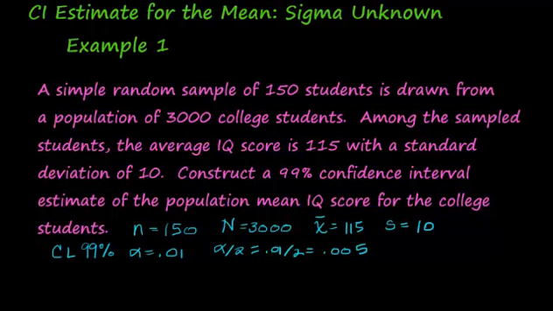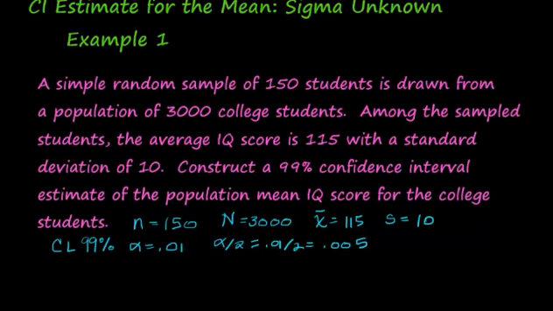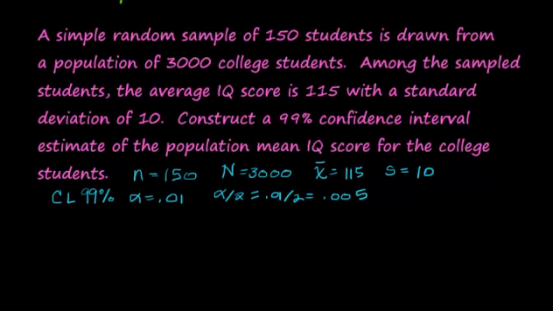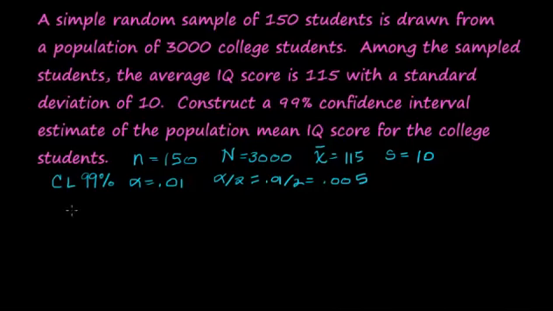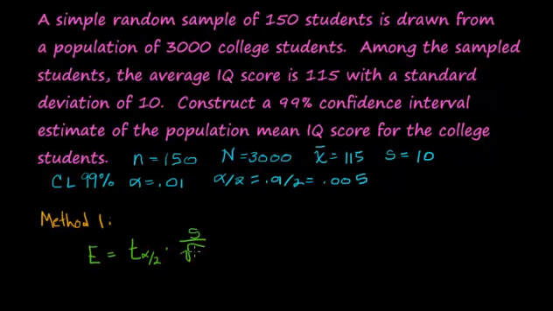So I'm going to show you two methods for solving this and coming up with that confidence interval estimate. For the first one, we'll use our formula for the margin of error. Let me label these. This will be method 1. In method 1, we'll use the calculation for the margin of error, where we use the critical value times the sample standard deviation over the square root of n.